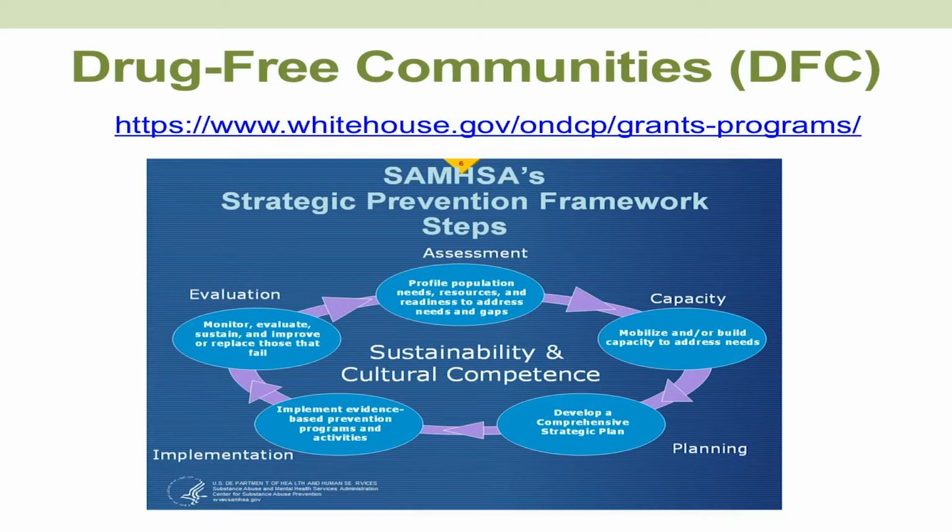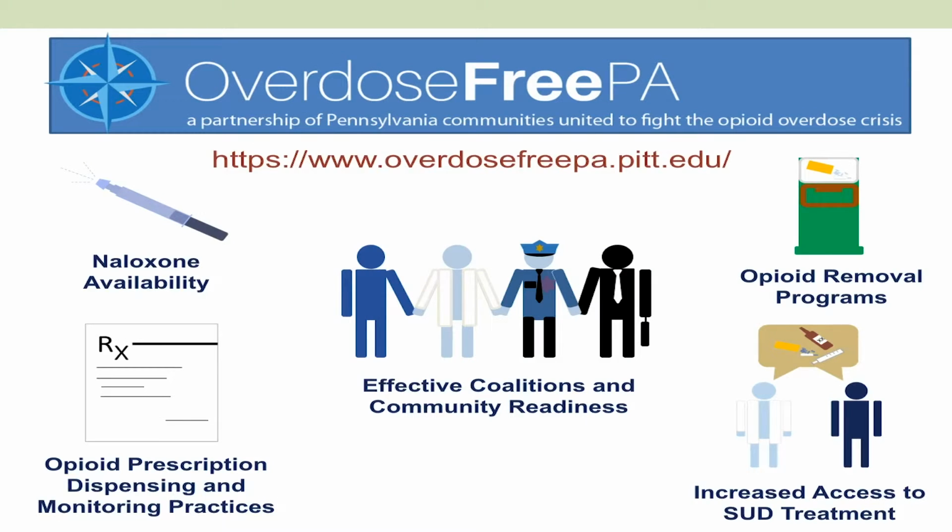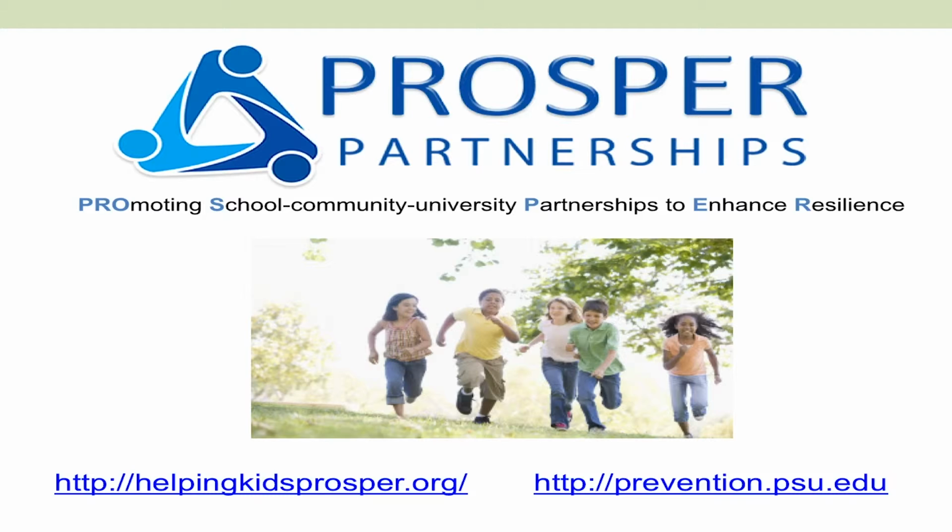Another coalition model utilized in Pennsylvania is the county-level opioid task force model. These coalitions are focused on decreasing opioid-related deaths through mobilization of key county agencies and focus on multiple strategies with a wide breadth, such as increasing availability of naloxone and treatment options. To learn more about the opioid task force in your county, please visit the Overdose Free PA website. There are several models that focus more directly on schools.